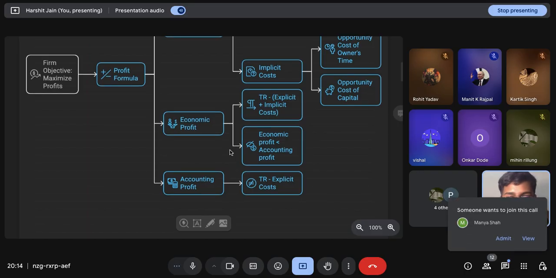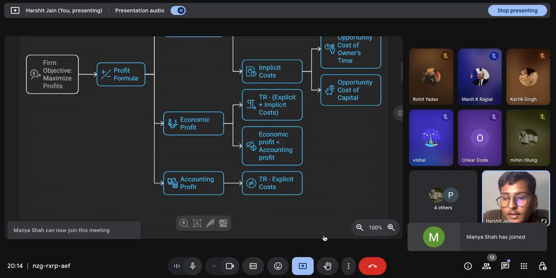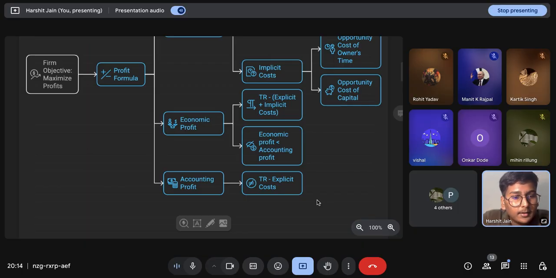I already gave an example, but there is one more example of opportunity cost. If the owner could earn 10,000 rupees per day by doing something else, or if he invests 5 lakh rupees in machinery instead of earning 40,000 as interest, these are implicit costs. I think you can understand that. If you have any doubts, just switch on your mic and ask.